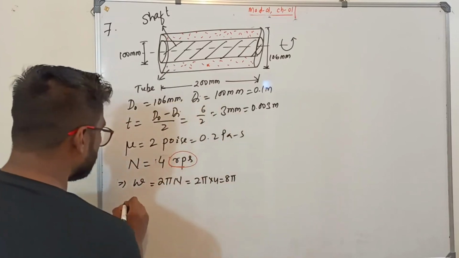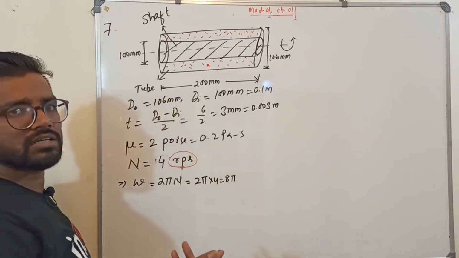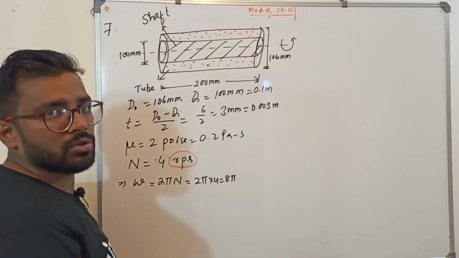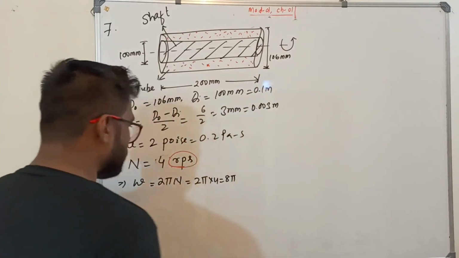You will get a value. Then why am I calculating, sir? Because I need the velocity it is rotating. I don't want the angular velocity. I want the linear velocity. Why do you need the linear velocity, sir? We'll come to know. I'll tell you why I need the linear velocity.